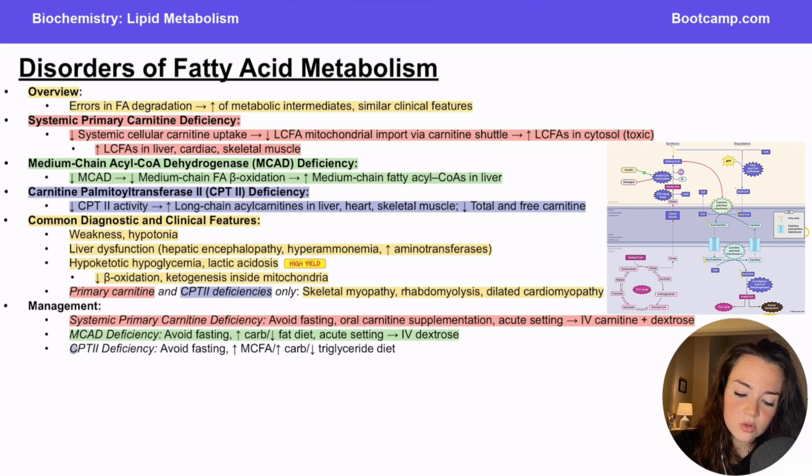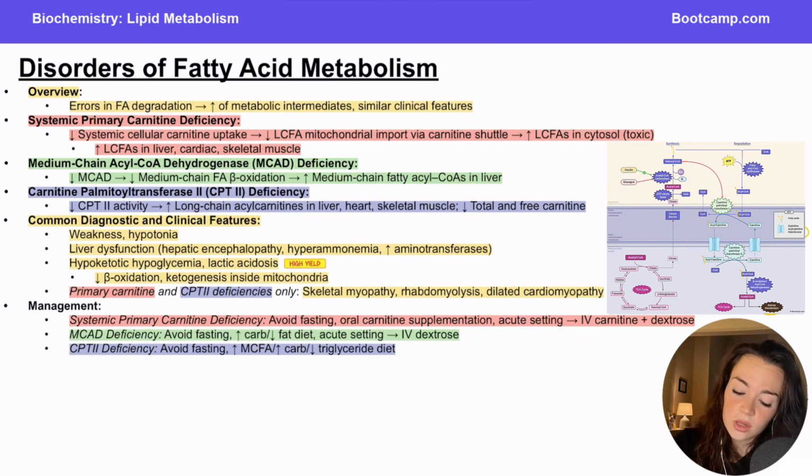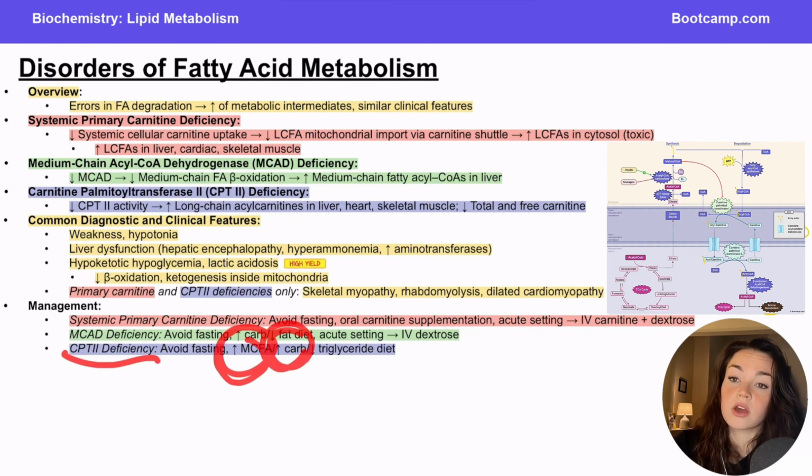In a CPT2 deficiency, again, same theme, avoid fasting. Here you're going to have a diet that's high in medium chain fatty acids and high in carbs and low in triglycerides. Remember, medium chain fatty acids don't require CPT2 to get into the mitochondria. They can just diffuse freely. So that's an additional energy source tool in the arsenal we can use for CPT2 deficiency, along with carbs for energy.